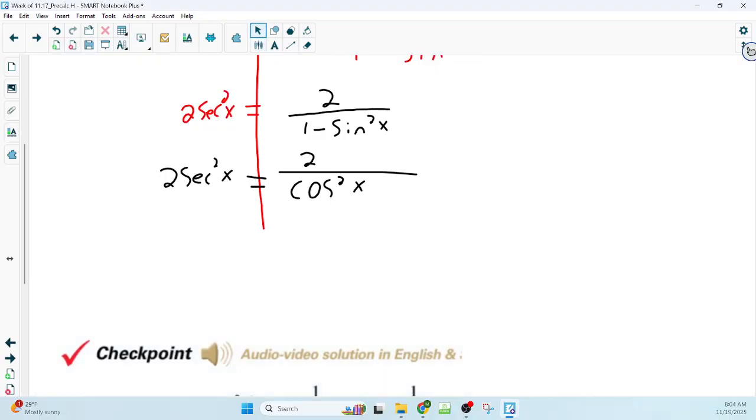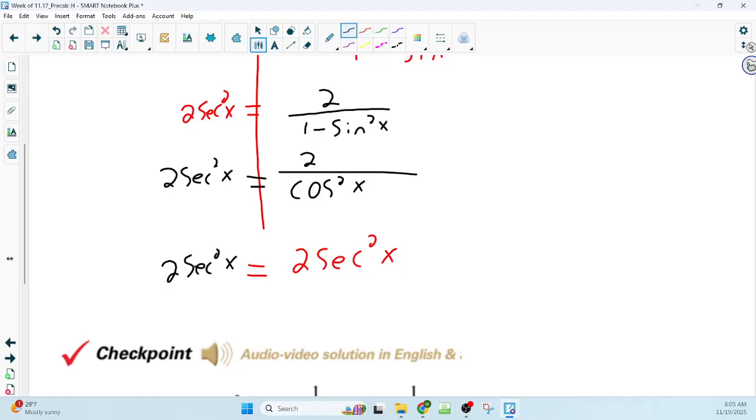So basically now you have 2 over cosine squared of x, and you know that cosine's reciprocal is secant, so this is 2 secant squared of x. And this is also 2 secant squared of x, and we're done. That's it. That's what you have to do. So hopefully that made some sense.